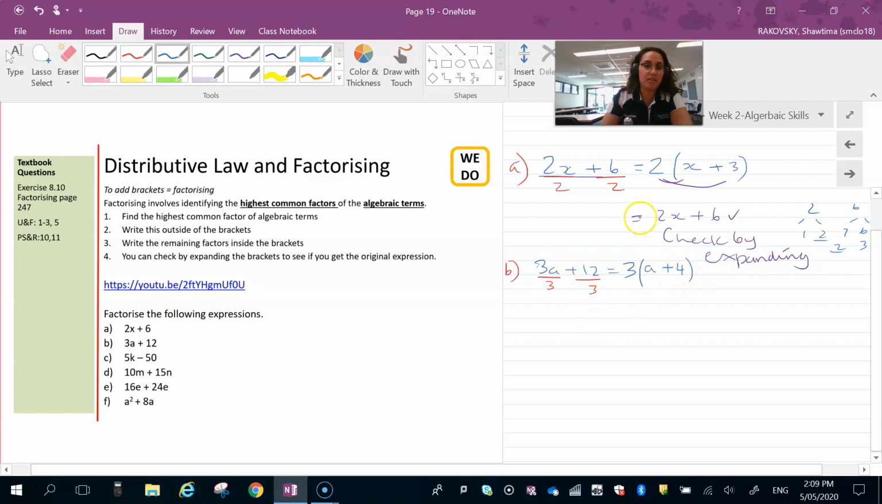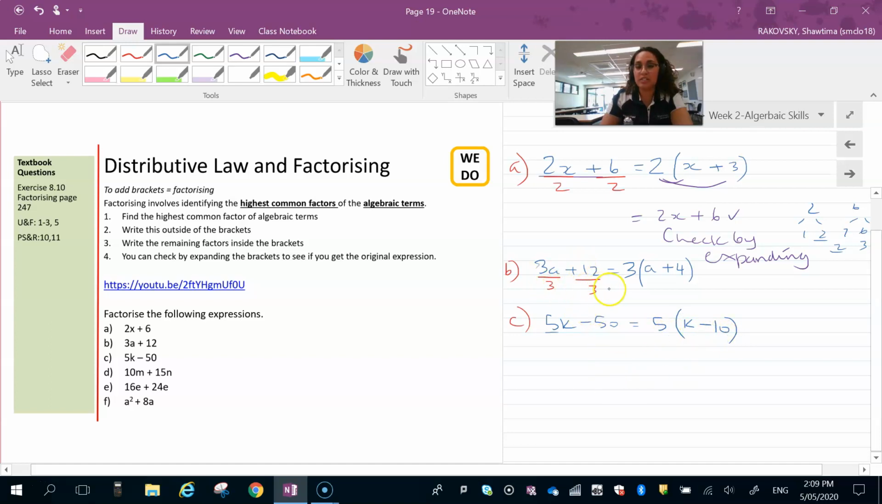Right, and then C. So I'm going to do this now without that red annotation. So 5k minus 50 equals, 5 is a common factor. Well, 5 is a prime number, first of all, so it only has 1 and 5. So 5 divided by 5 is 1, so you've got a k, and 50 divided by 5 is 10. So that's your factorized form.